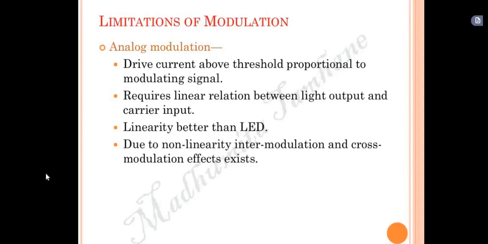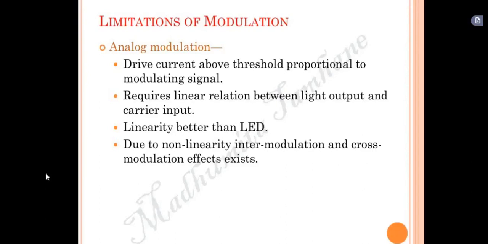So what is the limitation of that particular modulation with our optical communication? The first point is that the drive current above threshold must be proportional to the modulating signal. That is the first limitation: whatever the drive current is, it should be above the threshold and proportional to the modulating signal.